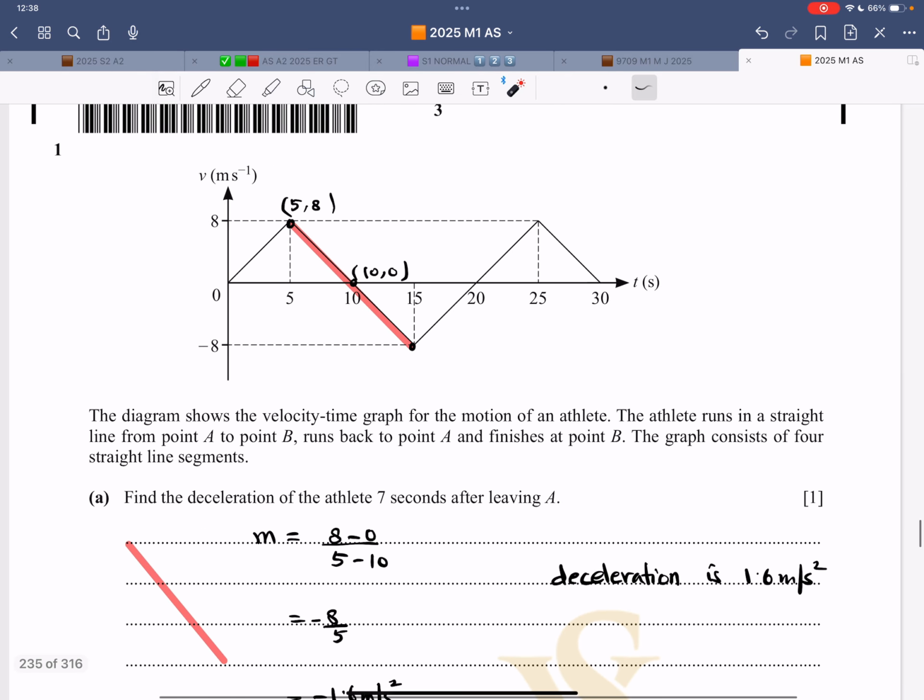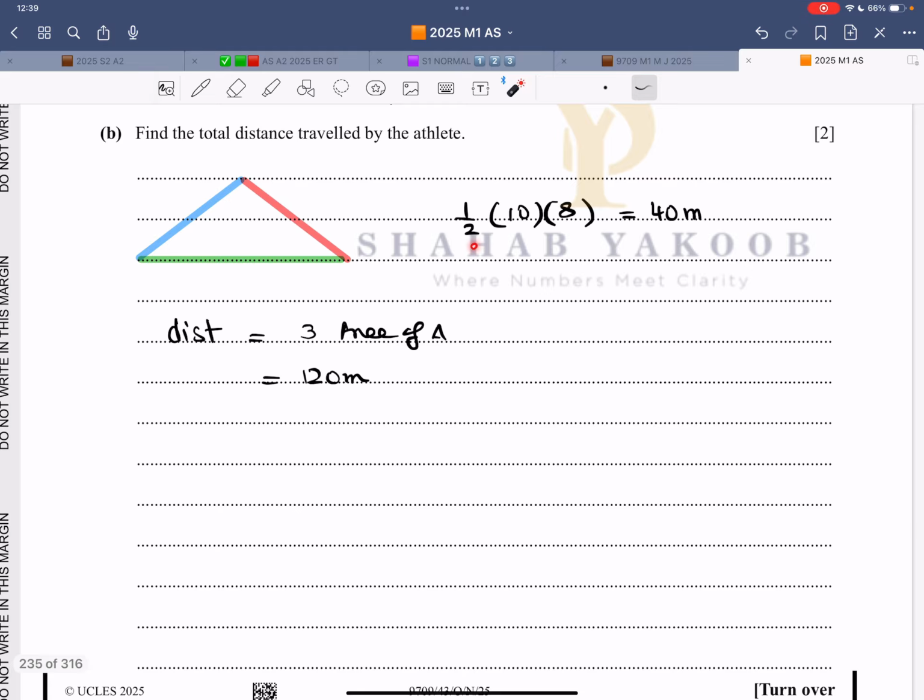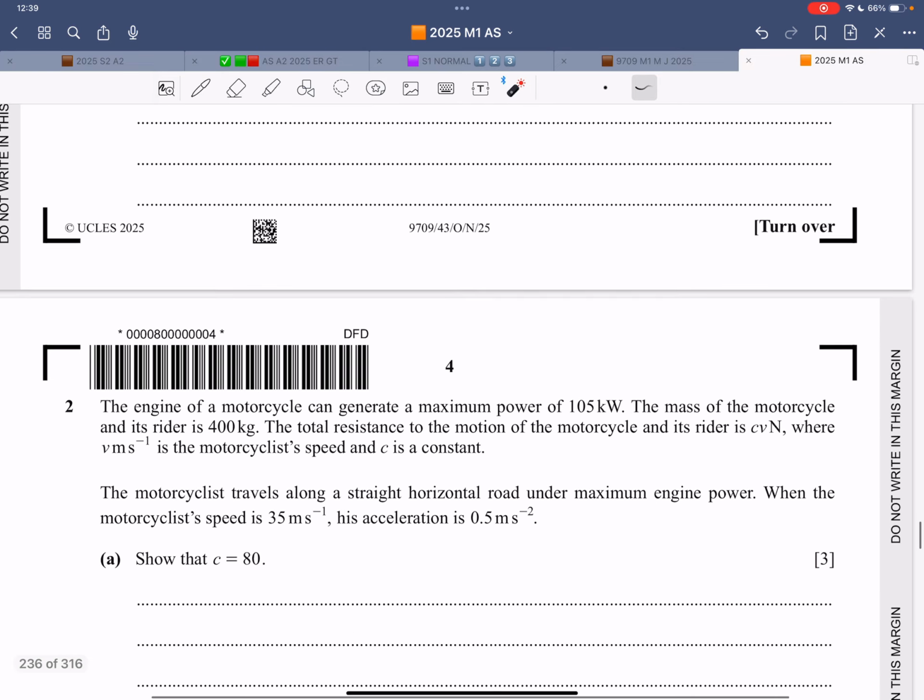Now look at all these triangles. It's very strange that they have given the exact 3 triangles like this. So this is 0 till 10, this is 10 till 20, 20 till 30, maximum value 8, minimum value negative 8. So the area is the same. Half into base into height, that is 40, 40 times 3, that is 120 meters, too easy.